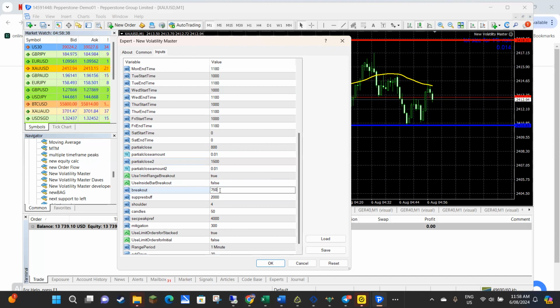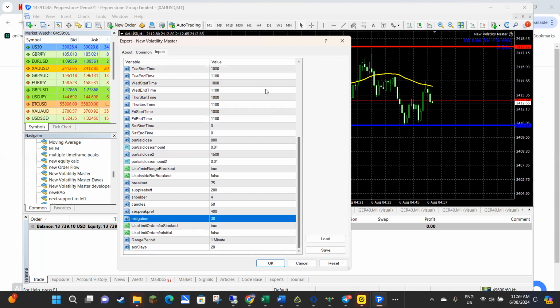The breakout is in pips, in points, so we need to drop a 0. Support resistance buff, also drop a 0. Second peak pref, we would need to drop a 0. Don't worry too much about what these settings actually are at the moment. It's not important at the moment for you to know that. And that is all the settings that you would possibly need to drop the 0 on.